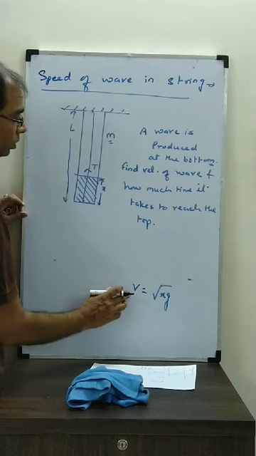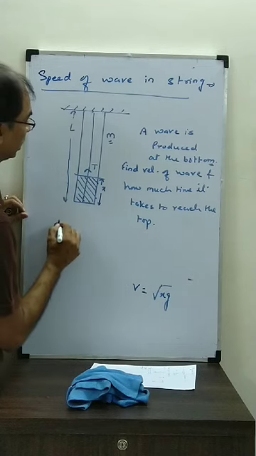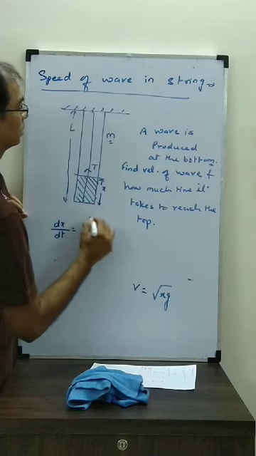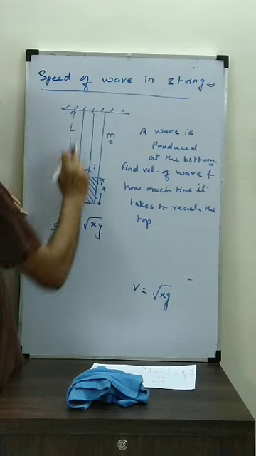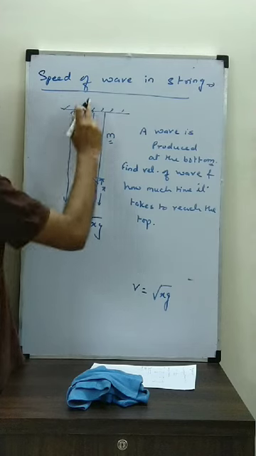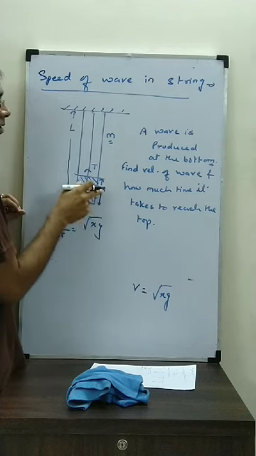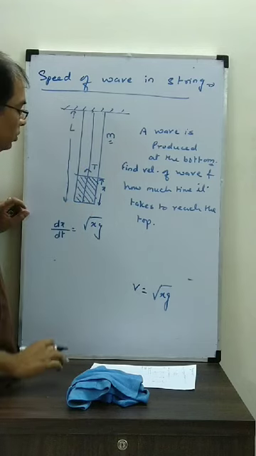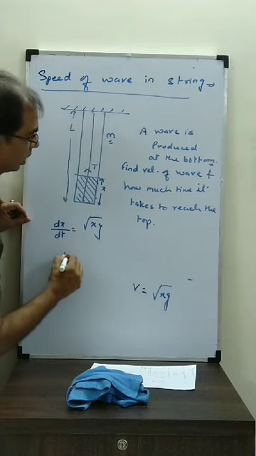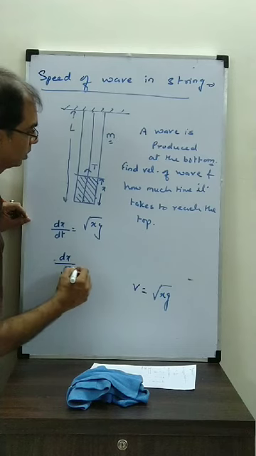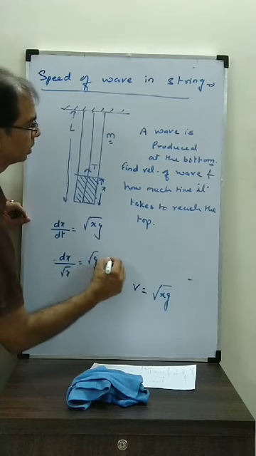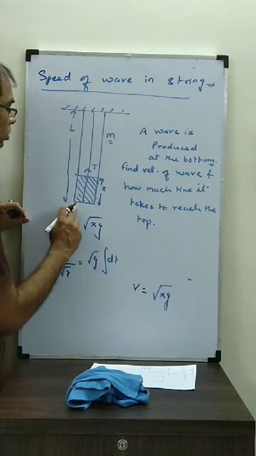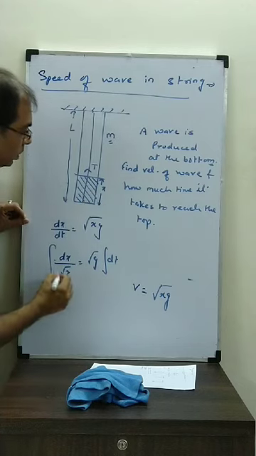Okay, what shall we do? We will write it as dx by dt. X is in this direction here. Don't consider that this is y right now, because we have considered it as x. That's why I am writing this velocity as dx by dt. Don't get confused. Then we'll write dx by root x equal to root g dt. From where to where does it have to go? From 0 to L.